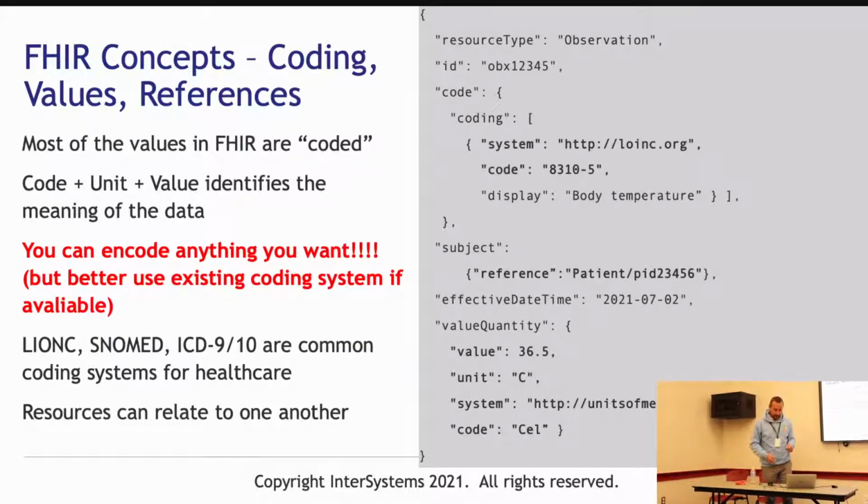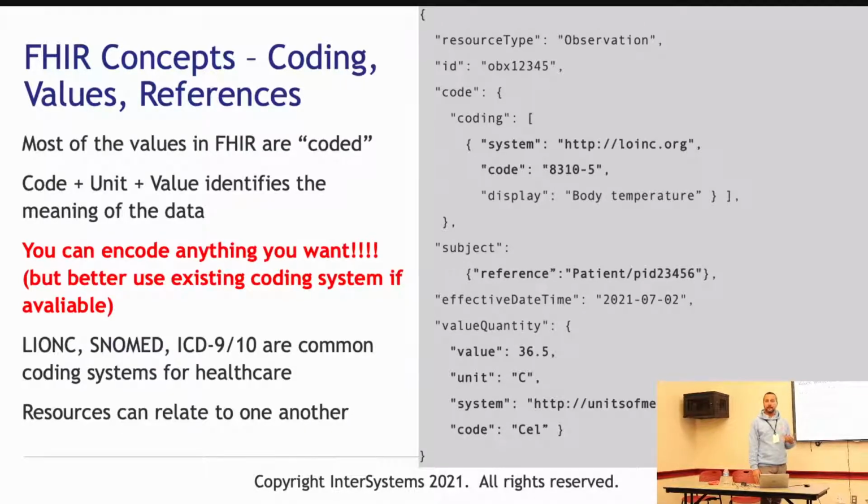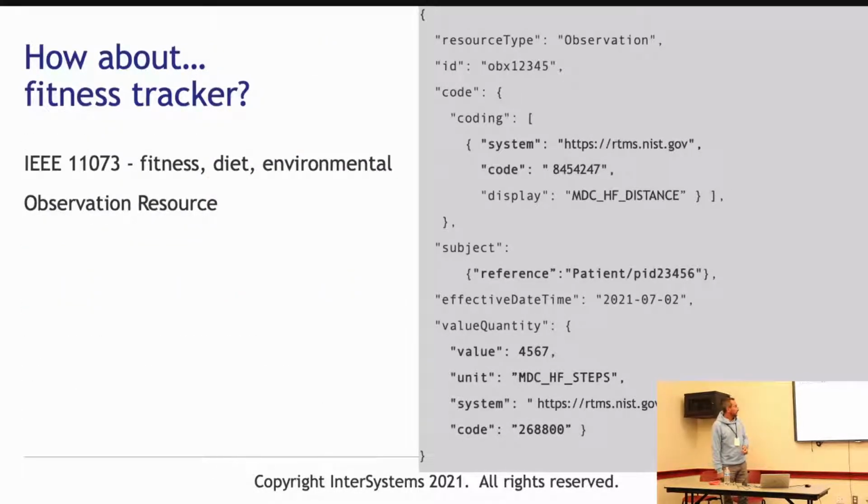Another example is, what if I want to encode the data from my fitness tracker? There is no such resource as fitness tracker or number of steps I did per day. This is how you deal with that. There is no SNOMED, no LOINC, no ICD-10 code for a fitness tracker, but there is a standard that came up with a number of coded systems for things typically measured by fitness trackers, including number of steps, quality of sleep, and so on and so forth.